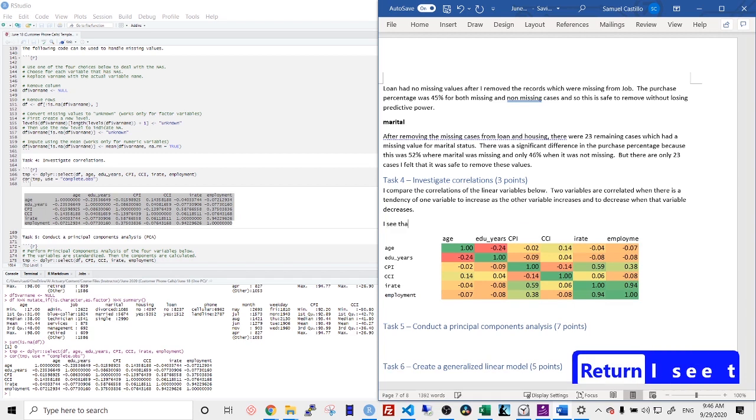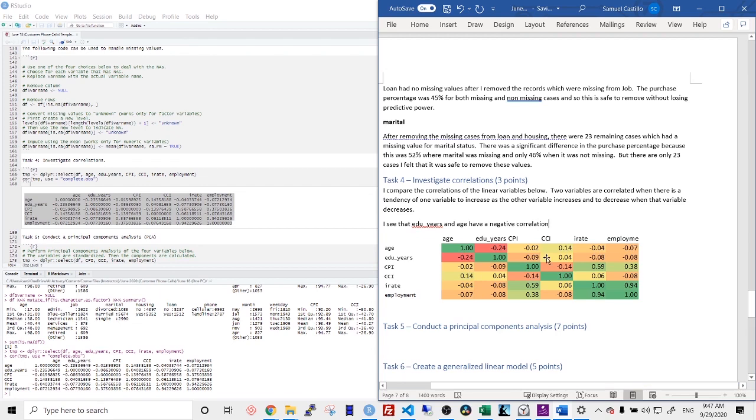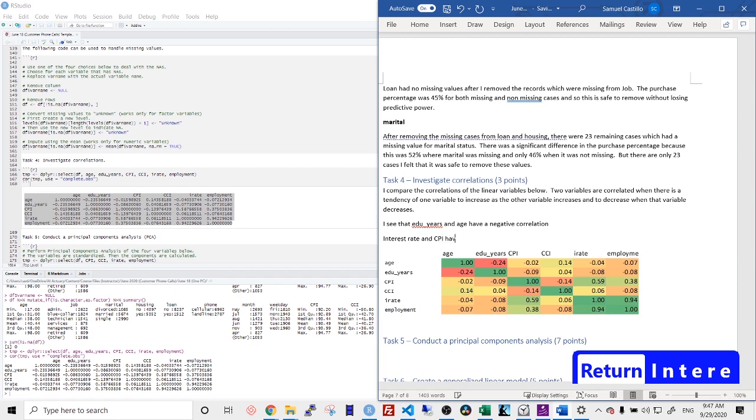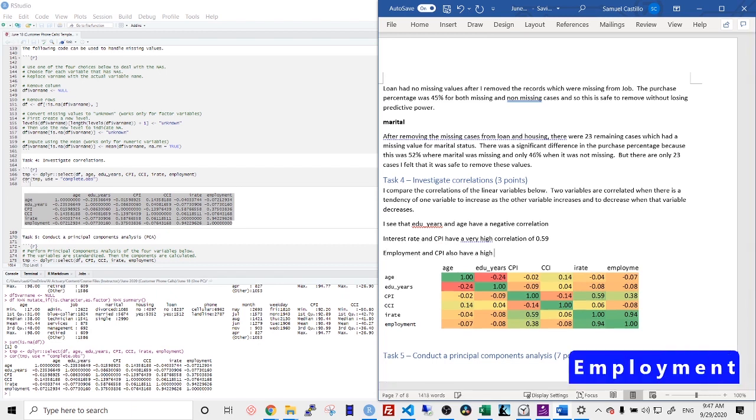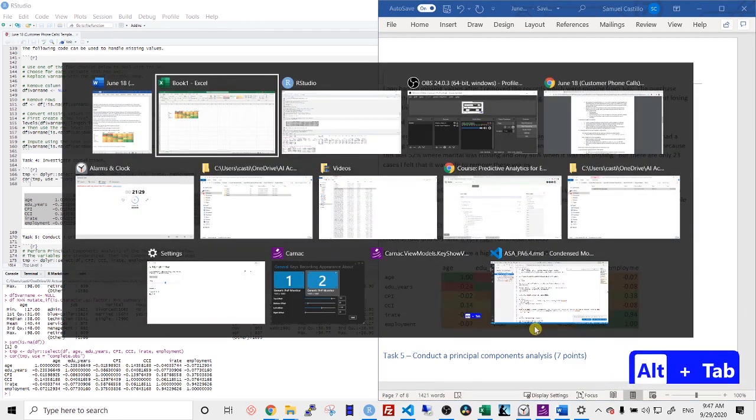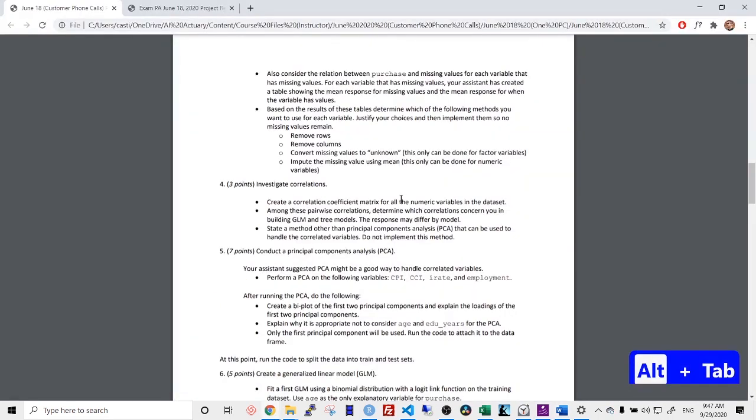So I see that EDU years and age have a negative correlation, and these other values are weaker. Except for interest rate and CPI, which have a very high correlation of 0.59. And then also employment and CPI have a high correlation, 0.38. And what is the question asking? Okay, create the matrix. Among these pairwise correlations, determine which correlations concern you in building the GLM and tree models.